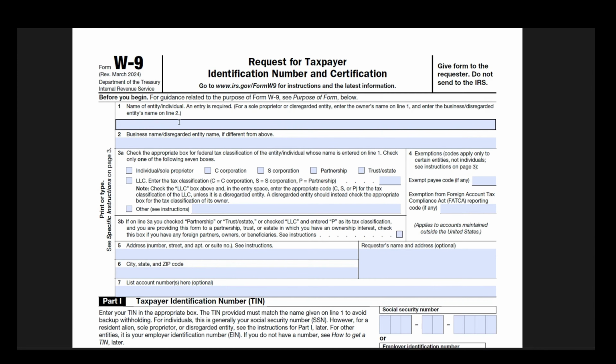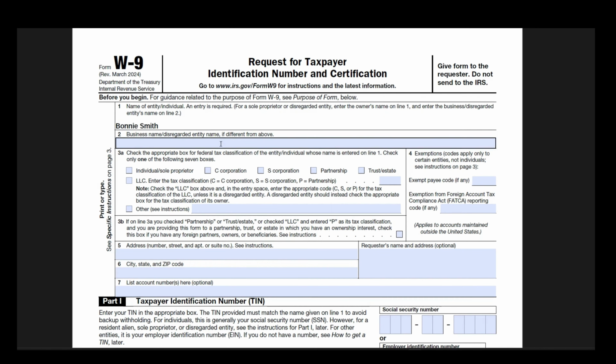Now, if you operate your real estate business as an S corporation, C corporation, or partnership, then you are going to include the actual business name on line one. For this example, this person is Bonnie Smith, and she operates her real estate agent business as a single member LLC. So we're going to include her name here, Bonnie Smith, because she's the only owner of her company.